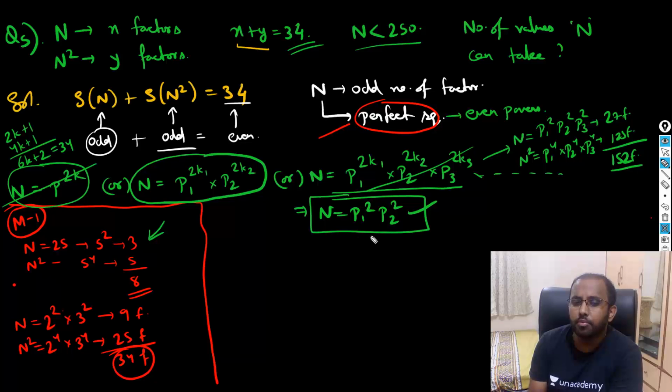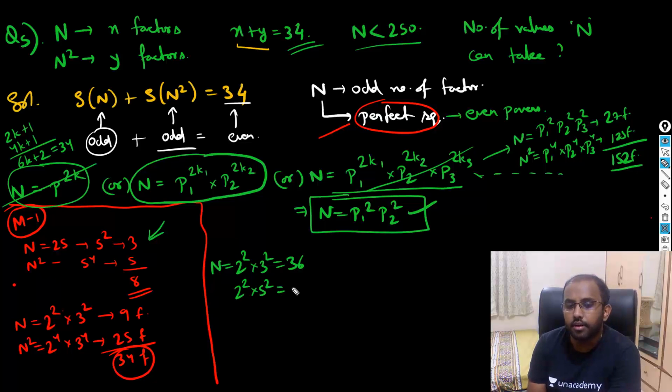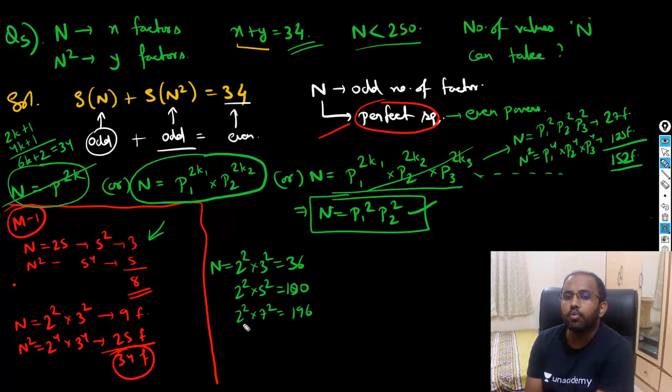So you can just put all the values here, like n can be what? 2 square into 3 square, that is 36. 2 square into 5 square, that is 100. Then 2 square into 7 square, that is 4 into 49 is 196. Then I can't take 2 square into 11 square because it will just cross that 250 figure.